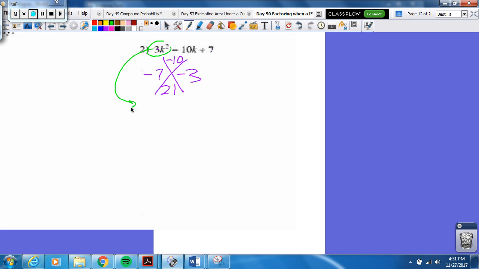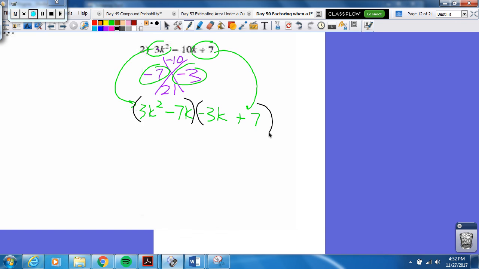First term, bring it down. 3k squared. What goes after that? Negative 7k. What goes after that? Negative 3k. What's last? Oh yeah, add that plus 7. Add that c at the end. What am I going to do now? Oh yeah, I'm going to do the parentheses. Okay, what can I factor out of here?